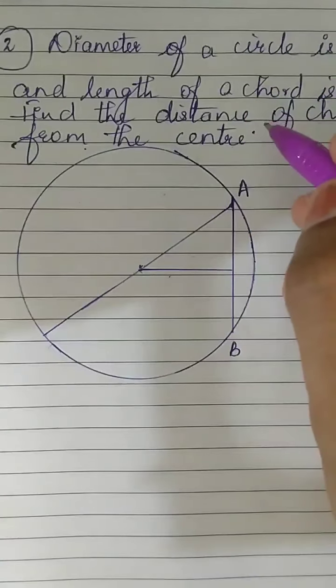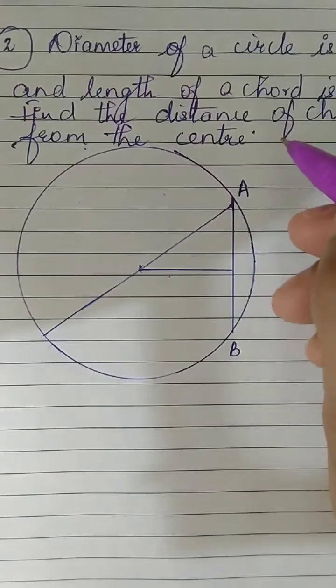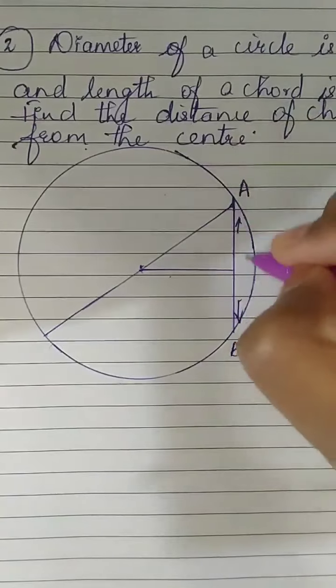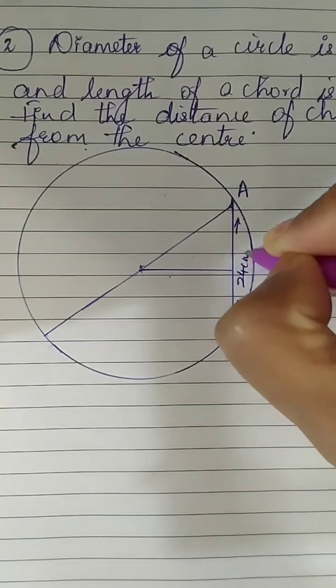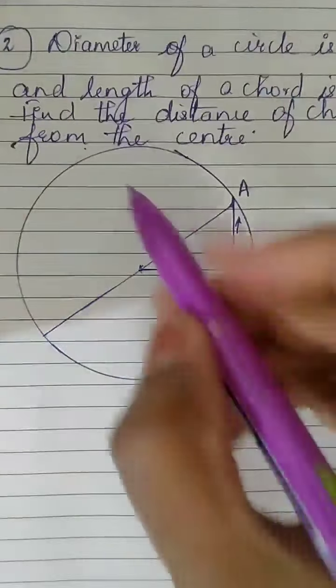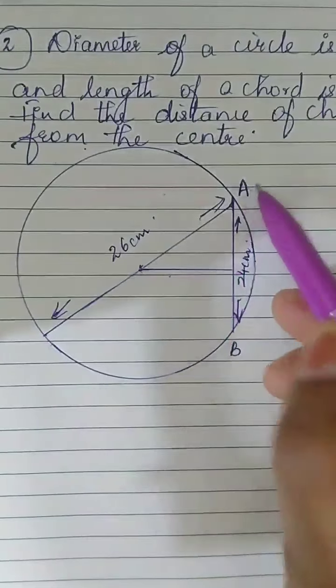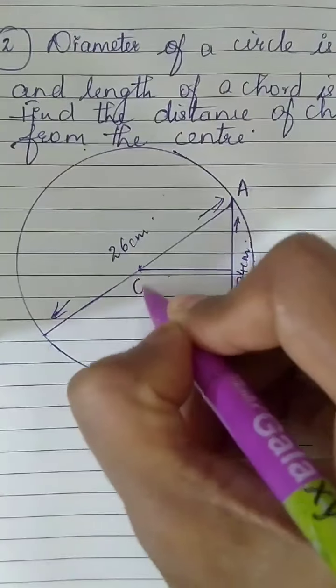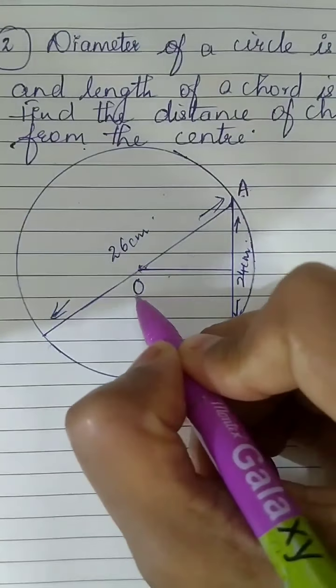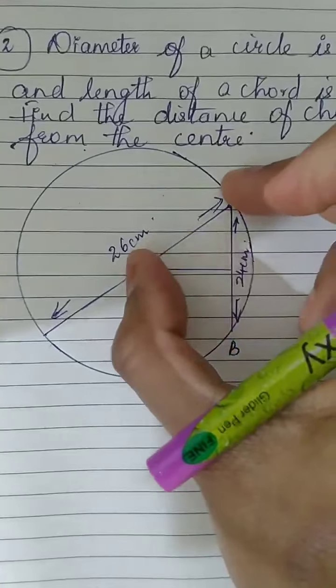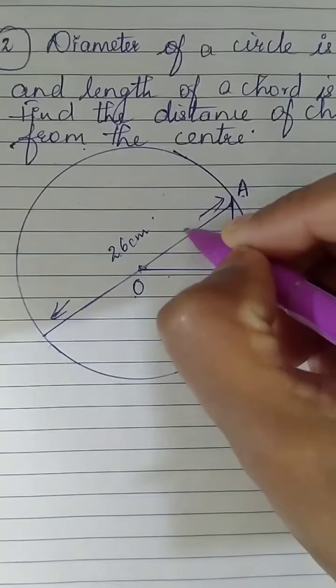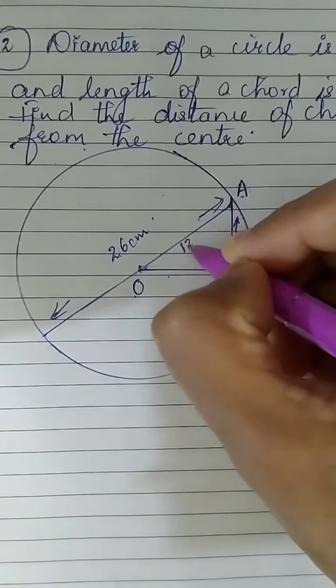And we know the length of the chord is 24 centimeter. So this whole chord with the arrow I'll show. This is 24 centimeter. Diameter of circle, diameter also I have shown. The whole diameter is 26 centimeter. Okay. So if the diameter is 26 centimeter, how much will be the radius? Center I have shown as O. How much will be the radius OA? Half of 26. So radius will be 13 centimeter.